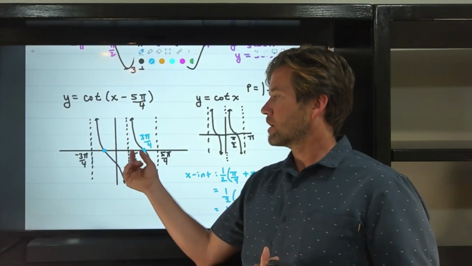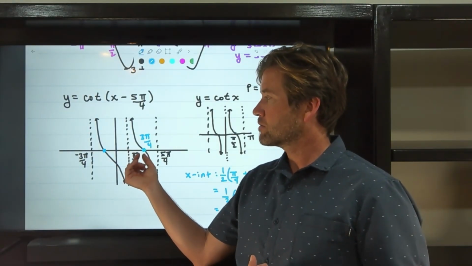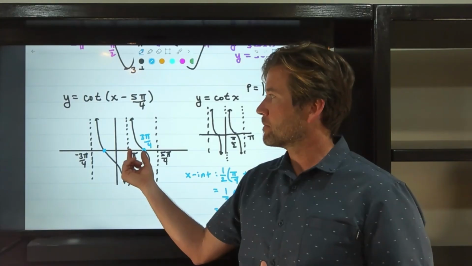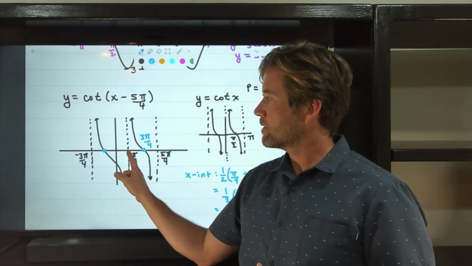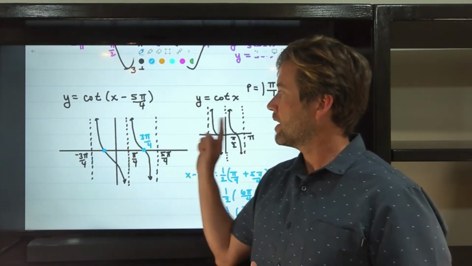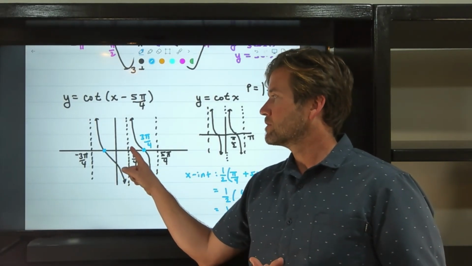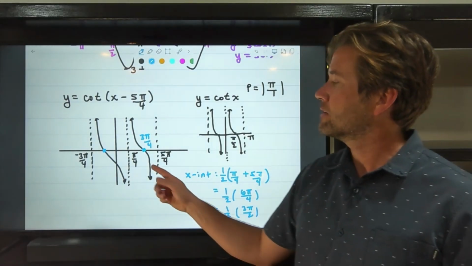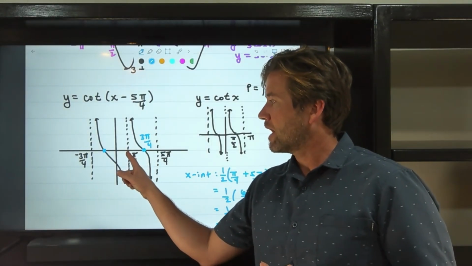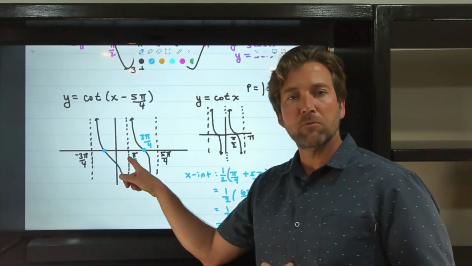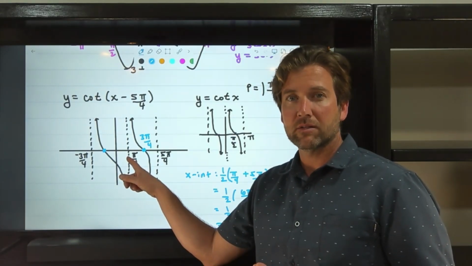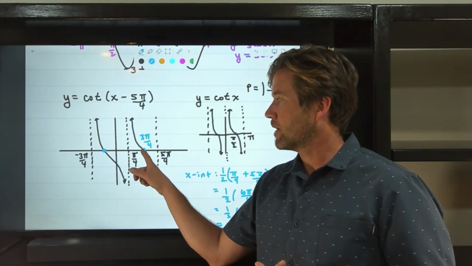Asymptote to x-intercept, as long as we're not shifting the graph up or down, should be half a period apart. So if the period is pi, half of that is pi over 2. So instead of doing this average right here, I could have just said, look, I'm going to go half a pi to the right. So if I add 2/4 pi, which is half a pi, I get 3/4 pi.